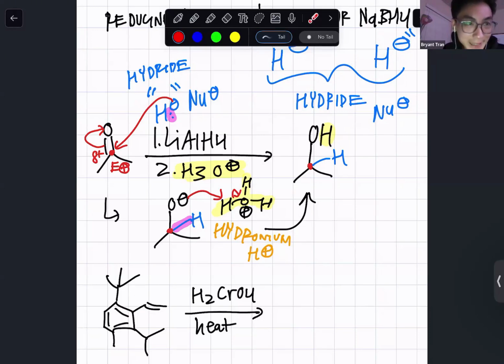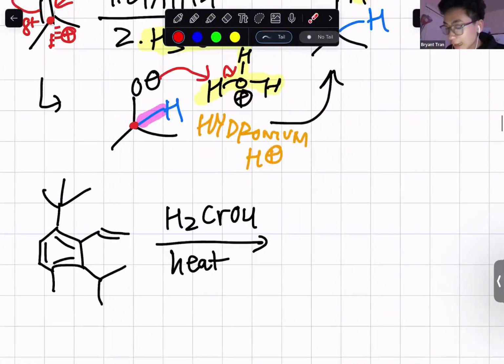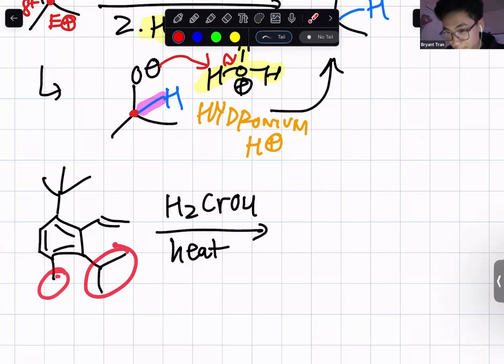Yes, so this reaction here, we are going to oxidize the benzylic carbon that has at least one benzylic hydrogen into a carboxylic acid. And Mark, you located that correctly. It's this methyl group, this isopropyl group.